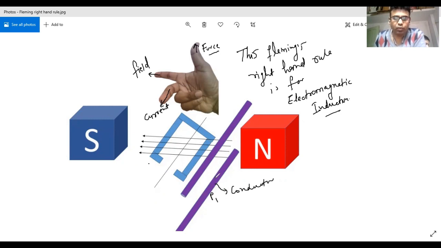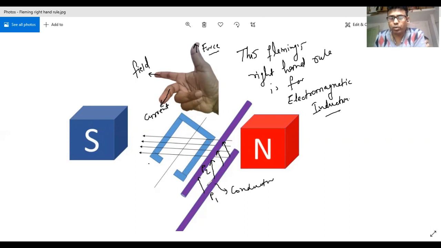So this conductor is forced to move in the upward direction. This is position 2 of the same conductor. So the conductor is moving from the lower to the upward direction, and this is the direction of force. This conductor has a mass; it is a physical object.